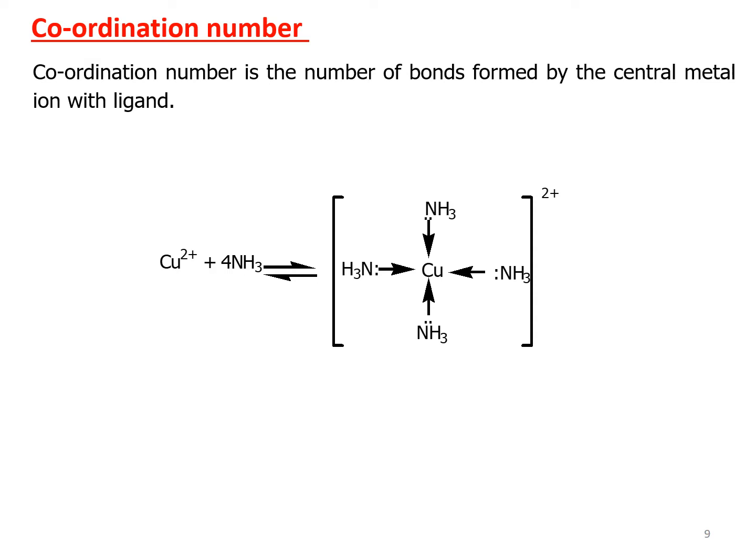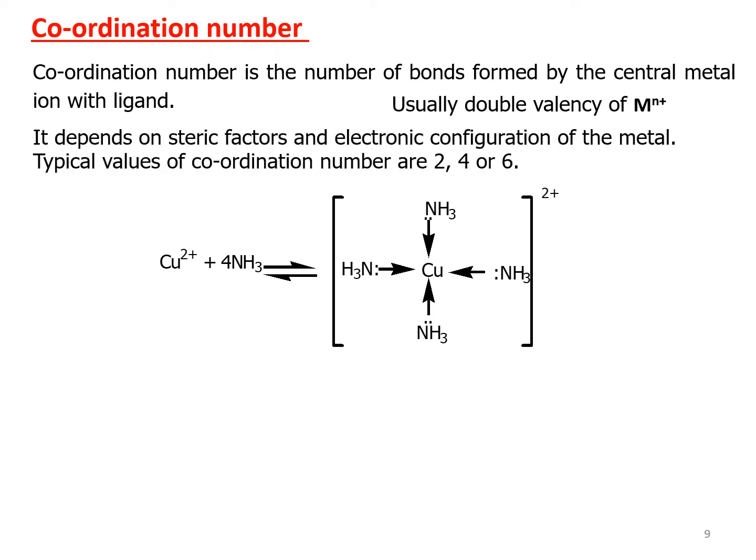Formerly discussed example, the copper amine. You can see that the coordination number here is 4. Why 4? Usually we say that it is double the valency of the central metal ion. Copper here is 2 positively charged, so the coordination number of copper is 4. It depends on steric factors and the electronic configuration of the metal. Typical values of coordination number are 2, 4, or 6, even numbers.